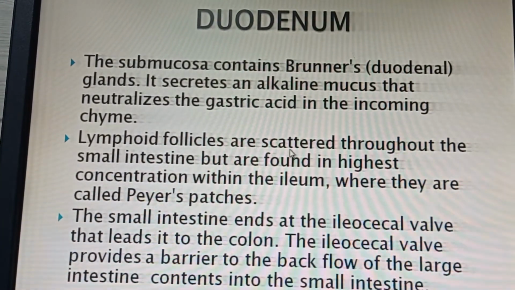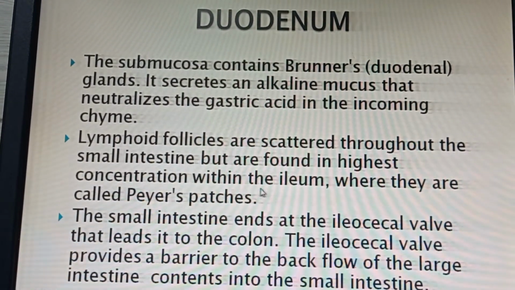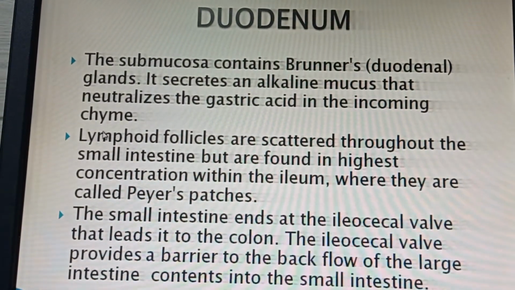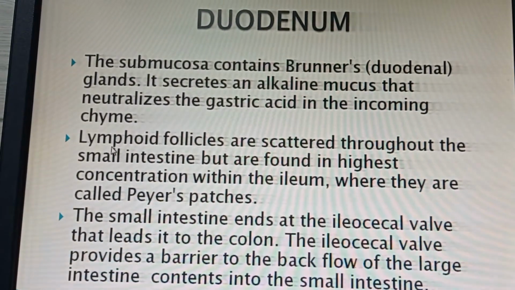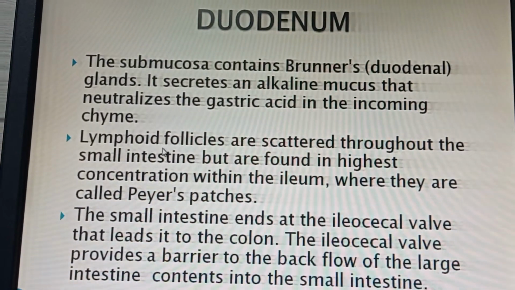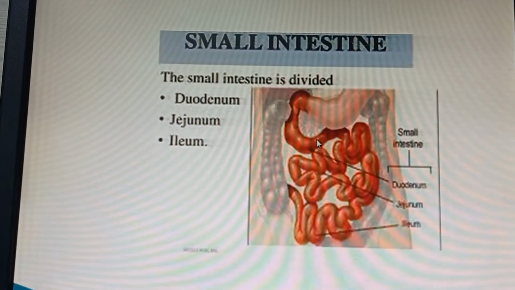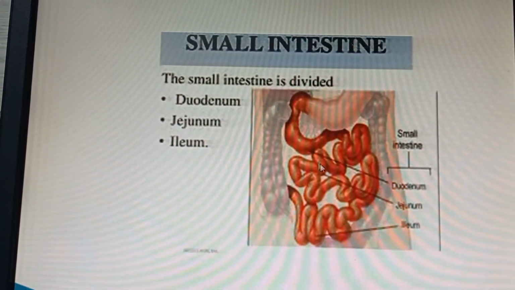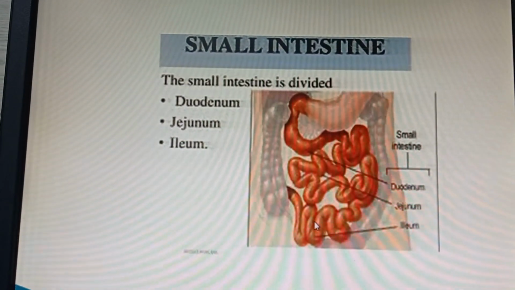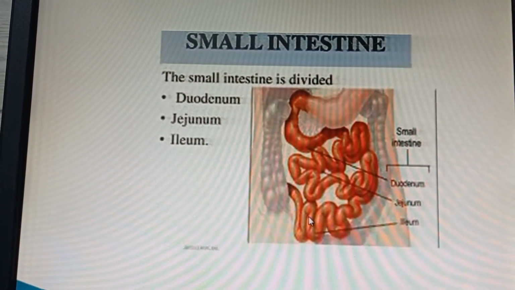Lymphoid follicles are scattered throughout the small intestine, but are found in highest concentration within the ileum, where they are called Peyer's patches. Lymphoid tissue is present to fight foreign bodies. So lymphoid tissue is present throughout the small intestine, but the concentration is higher in the ileum, where we call it Peyer's patches, to kill germs, organisms, and foreign bodies.